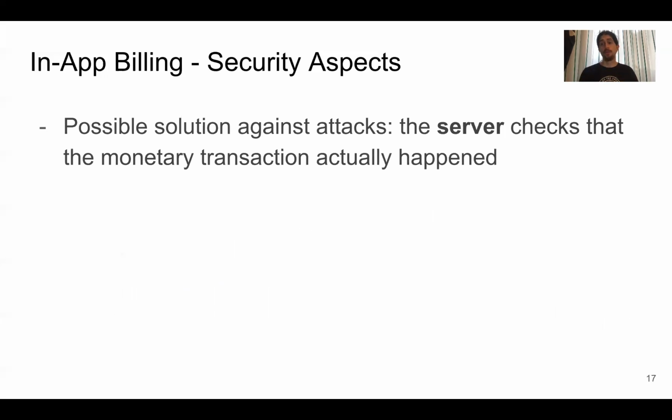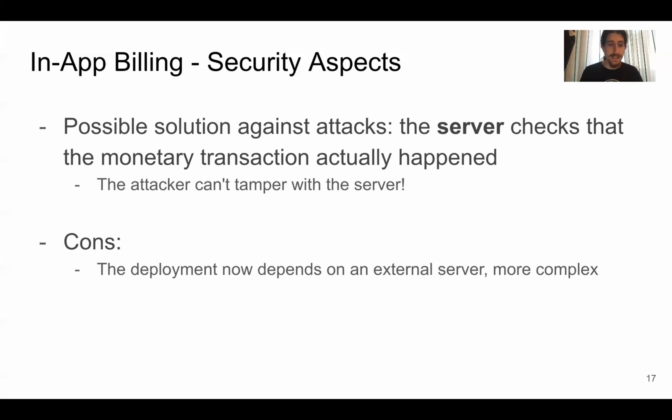A possible solution to this app spoofer is that the server could check if this monetary transaction actually happened. And this actually works in the sense that the threat model, or the attacker model, is that the user maybe takes the application and modifies it. But if it's the web server that needs to check whether the user paid or not, well, the attacker doesn't have access to the server. Okay, so there is a chance for the server to win this game. The attacker cannot reach that.